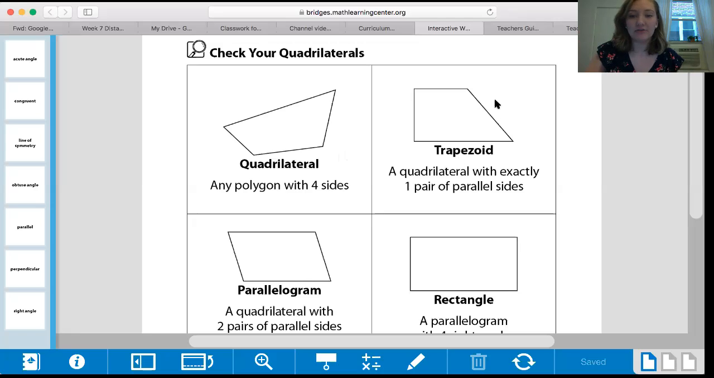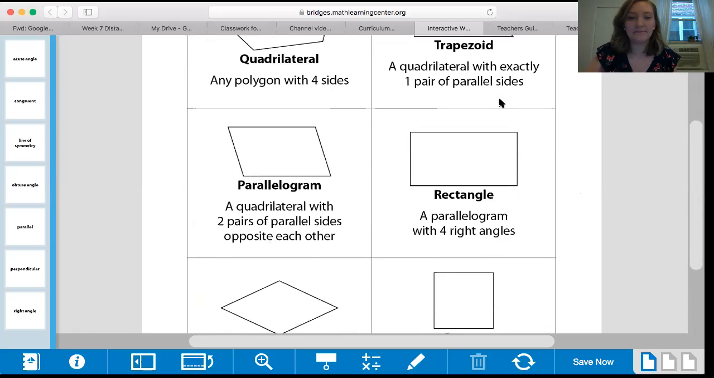Right here we have a trapezoid. Remember, a trapezoid is a quadrilateral. It has 1, 2, 3, 4 sides. But it only has 1 pair of parallel sides. These sides right here are parallel to each other. They never cross. They're the same distance apart. These sides are not parallel. This one goes like this, and this one goes straight up and down. So these 2 sides cross each other. So this is a trapezoid because it only has 1 pair of parallel sides.